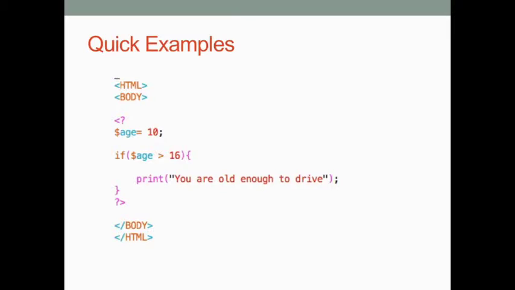So, some examples. We create a variable called age. We set it to 10. If that variable is greater than 16, you're old enough to drive. That value there will be substituted with whatever's in the age variable. So if 10 is greater than 16, print you're old enough to drive. Well, that won't print because 10 is not greater than 16.